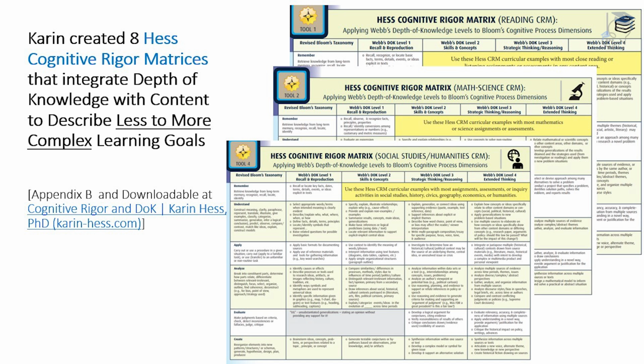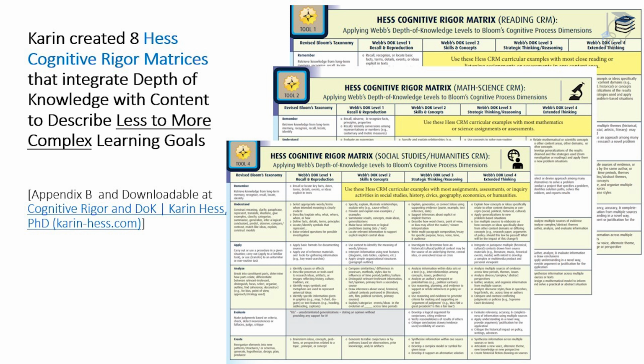You'll also notice something in most of these rigor matrices. One, that they're content specific because every content domain has a schema. So you need to have specific examples. And the other one is there's kind of a grayed out area under evaluate at the lowest DOK levels. I thought about this and I said, well, what is a low level evaluation? It's really when you state an opinion, you have no supporting evidence.